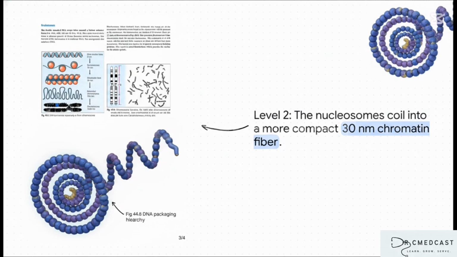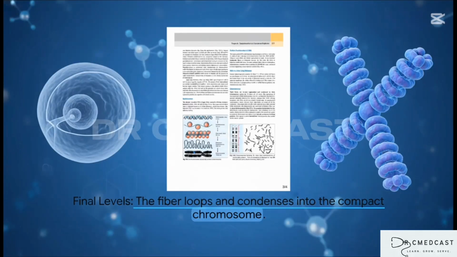That beads on a string structure then gets coiled up on itself, kind of like twisting an old-school telephone cord, to form an even thicker, more compact 30 nanometer fiber. This step condenses it another 6 times over. From here, the packing really kicks into high gear. The 30 nanometer fiber gets organized into these huge loops that are anchored to a central protein scaffold. Then those loops are compressed and folded again and again until finally they form the dense, compact structure we all recognize as a chromosome. This is the final, fully condensed state, and it's so dense you can actually see it with a light microscope, but only when a cell is getting ready to divide.